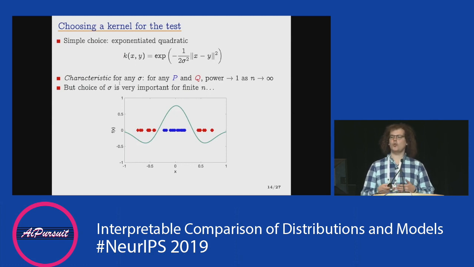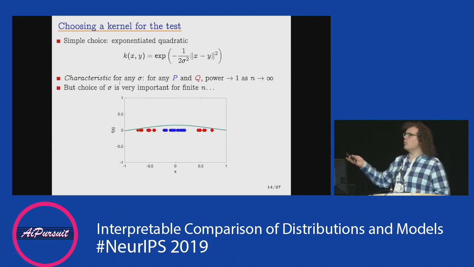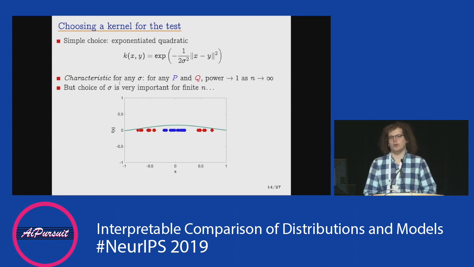But if I choose too big of a sigma, so I choose too smooth of a kernel, then I get a witness function that looks like this. And this witness function can barely distinguish between the two distributions, so my MMD value is going to be really small. And so I won't have as good of a power with this class of functions until I get so many samples that I can actually tell the difference between the slightly higher and the slightly lower parts of this function. If I choose too small of a sigma, then I get this really awful bumpy thing.